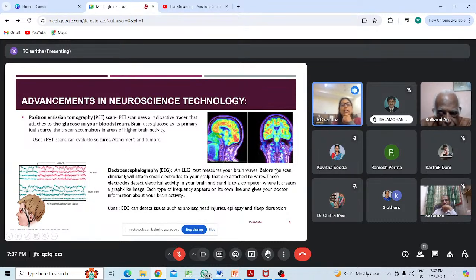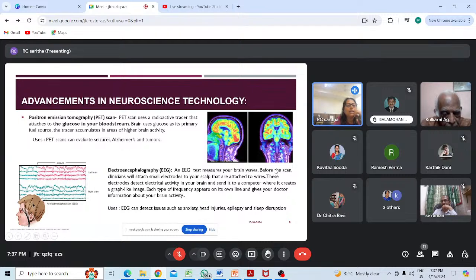And the fourth one is electroencephalography, which we call EEG. It usually measures the brain waves. The brain signals can be measured as waves here. Before the scan, actually, they will, as you can see here on the left side.